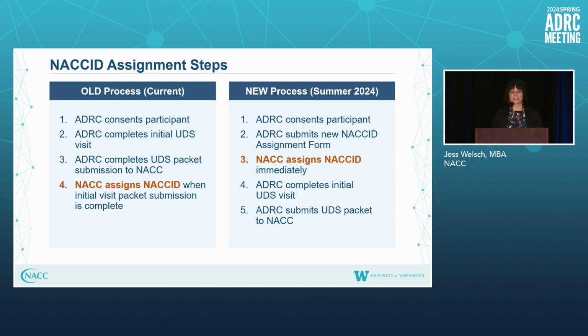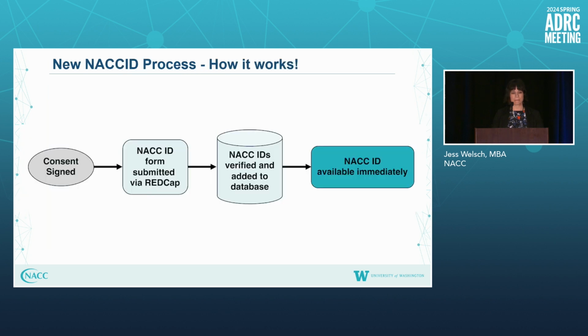With this new process, when you consent, you'll submit a short, brief form to NACC that just has the minimal amount of information in order for us to be able to assign a unique NACC ID. And then we'll assign that, and you'll have it available immediately, and it will be available also to all of the other data streams that are coming in for that participant. And then you can complete that UDS visit and then submit the packet at any time after. So here's just a graphic, high level, of how it works, right? So we'll do the consent, we'll get the form submitted, and then that NACC ID will be available.